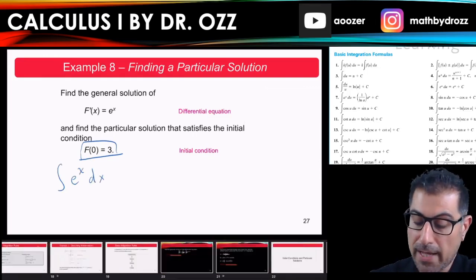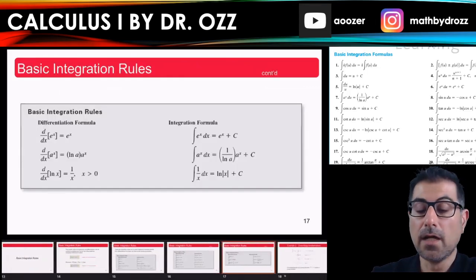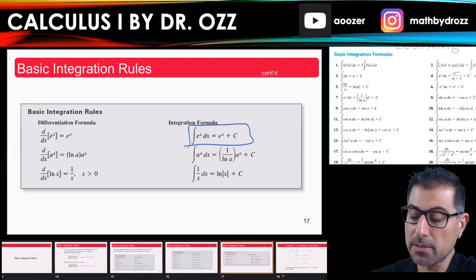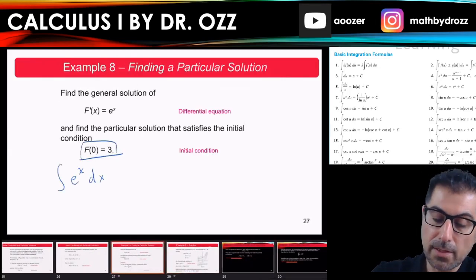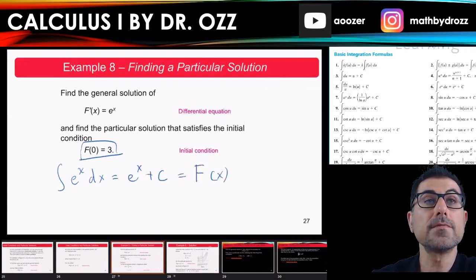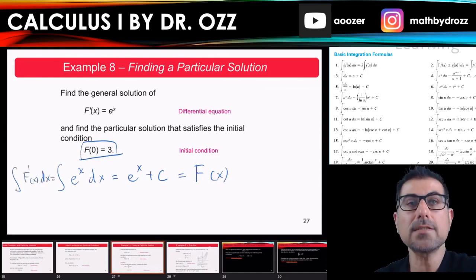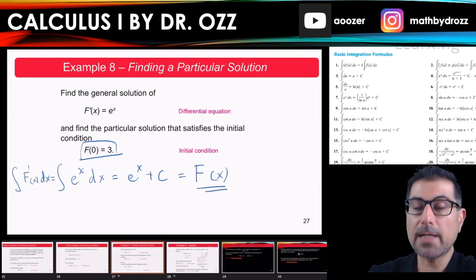And we have a formula for that. In fact, let me take you back to slide number 17, which is the integration of e to the x dx. That's e to the x plus the integration constant. So going back here, the integral of e to the x dx is e to the x plus c. So that's in fact capital F. Here, the integral of f prime of x dx equals the integral of e to the x dx. By using the formula, that's equal to e to the x plus c, and that's exactly what capital F is.